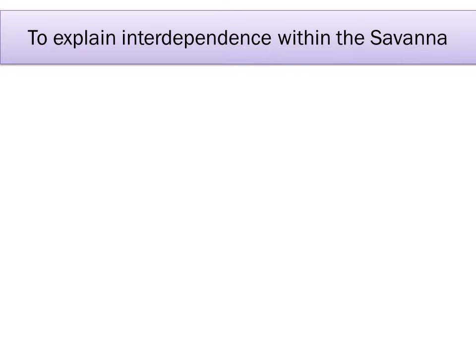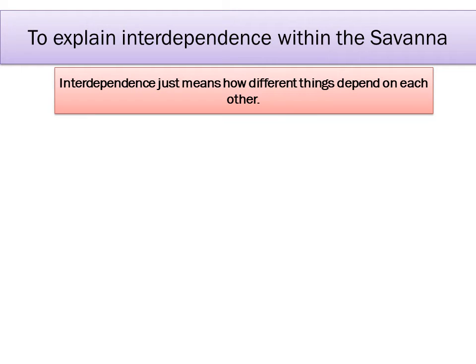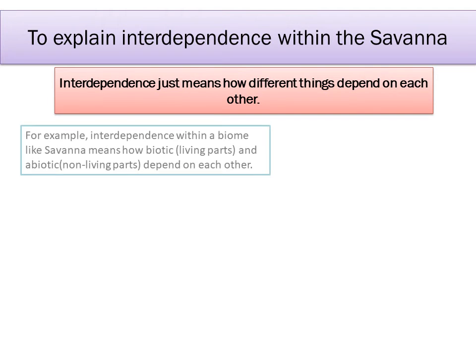Now we are going to explain interdependence within the savanna. So what does this word mean? Interdependence is just another word for depending on each other. It just means how different things depend on each other. For example, interdependence within a biome like the savanna means how biotic living parts like animals and abiotic non-living parts like water and soil depend on each other.